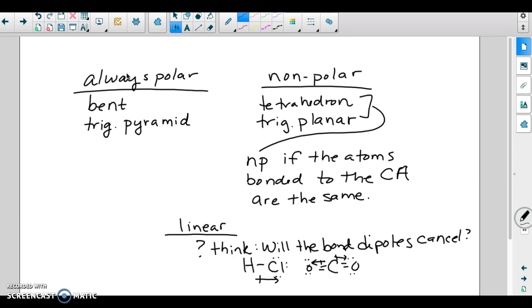And then another example, here the atoms around the central atom are not the same, so they will not be able to cancel, so this would be polar. So this one will end up being a polar linear, a nonpolar molecule of linear, and a polar linear. I hope that helped.